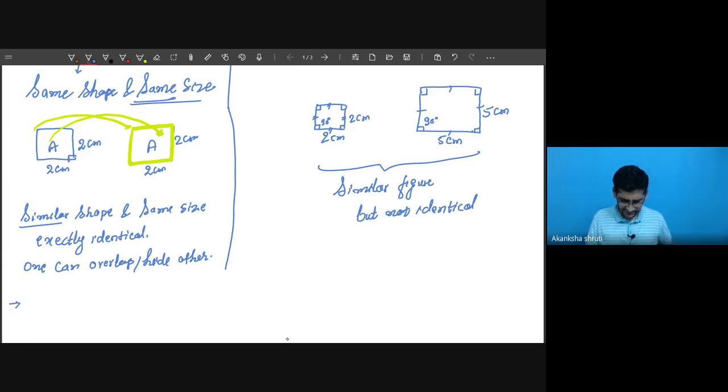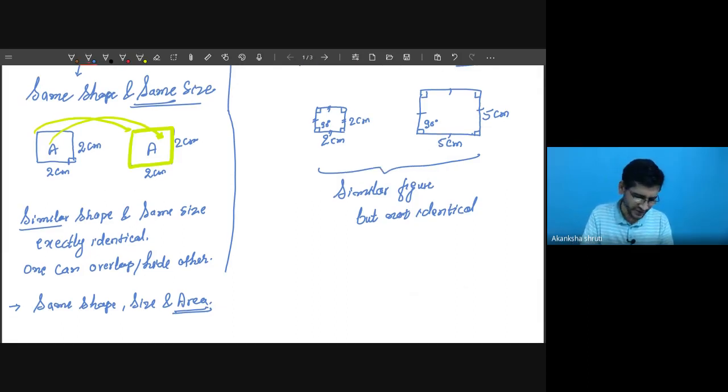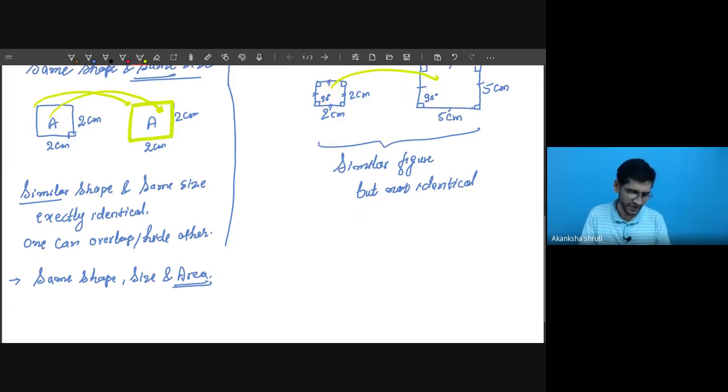So here, same shape, size, and area. Okay. So area must be same. But in this case, if I want to place one rectangle over the other, how it will appear? If you are going to shift this rectangle over the other, then how it will appear?